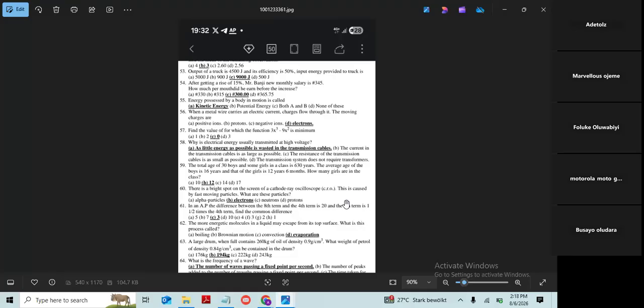The question says the efficiency is 50%. The input energy provided to the truck is dash. Now, we have to calculate the input energy. How do we do that? We have the efficiency, and this is from machines in physics.